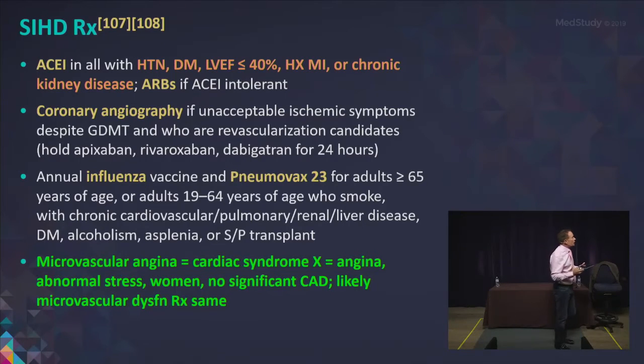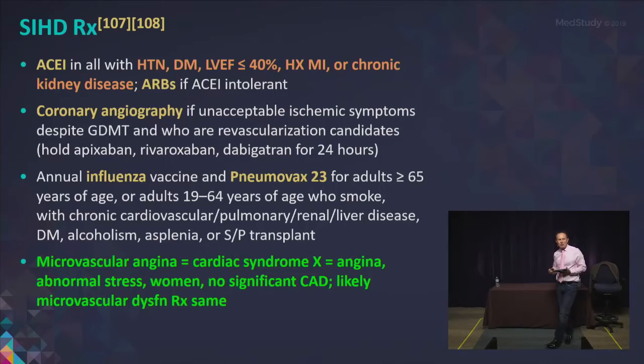ACE inhibitor, of course, as we talked about before, especially if they have low ejection fraction, diabetes, hypertension, or chronic kidney disease. If you've got someone who, despite your best medical therapy, is still having symptoms that are limiting their ability to do ADLs, and you've got them maxed out, then that's the time when you want to send them to the cath lab. And if they happen to be on a NOAC, typically just hold those 1 day before the cath. Influenza and pneumonia vaccines are very important for them as well.